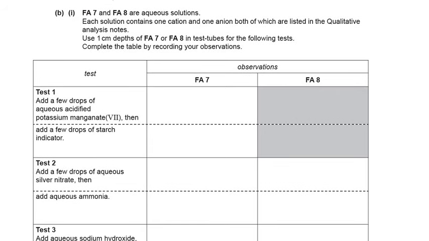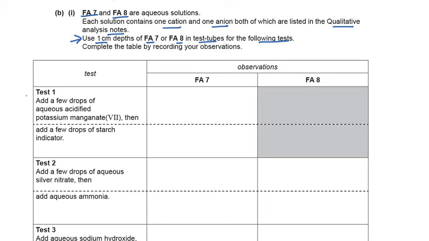In the B part of the question, two different reagents are given, Fa7 and Fa8. Aqueous solutions are given. Each solution contains one cation and one anion, both of which are listed in the qualitative analysis notes. So again, from the list given in the notes itself, one cation and one anion are present in each of the solutions of Fa7 and Fa8. Now use 1 cm depth of Fa7 and Fa8 in the test tubes for the following tests. It is not necessary to be exactly 1 cm. You can approximately take 1 cm depth of Fa7 and Fa8 in the test tubes and perform the test.